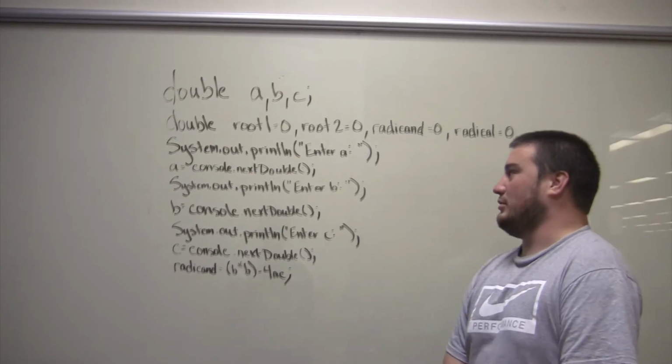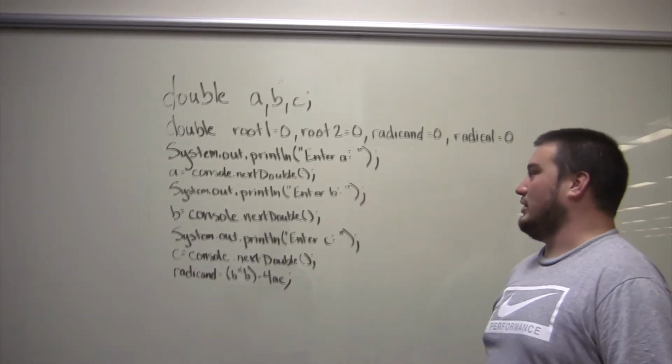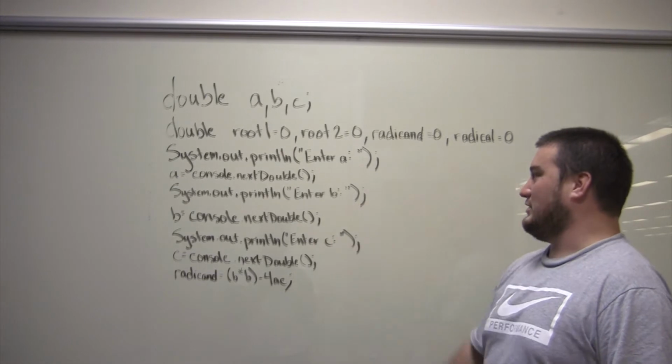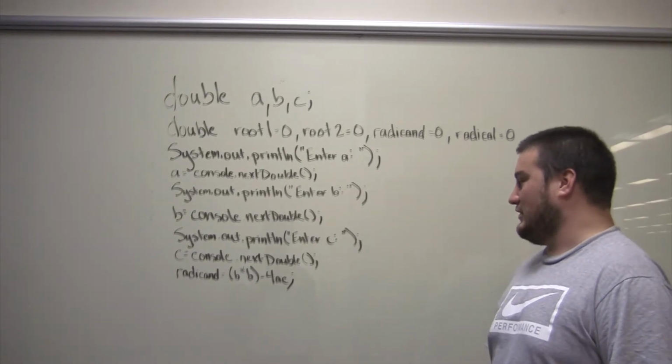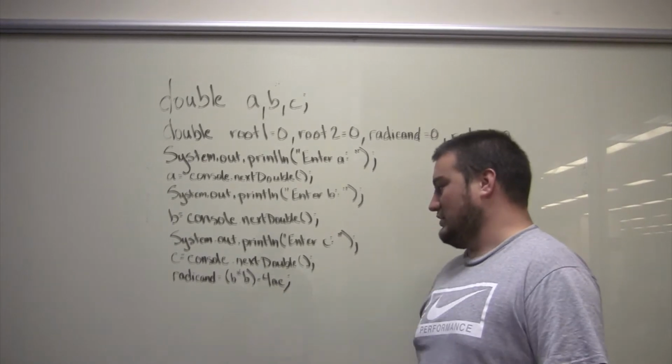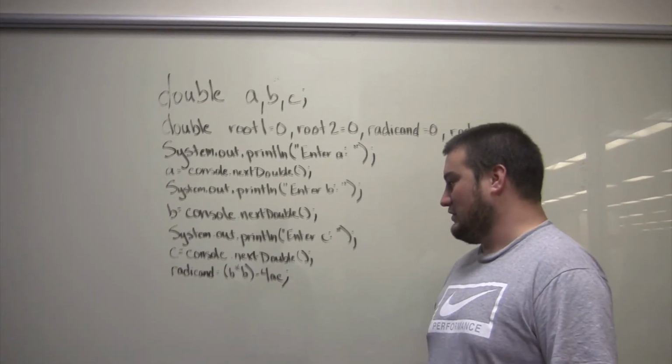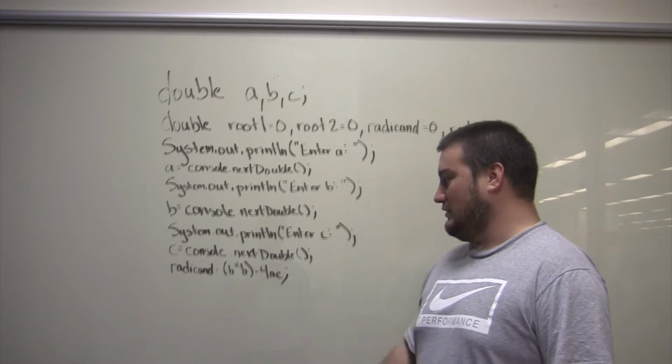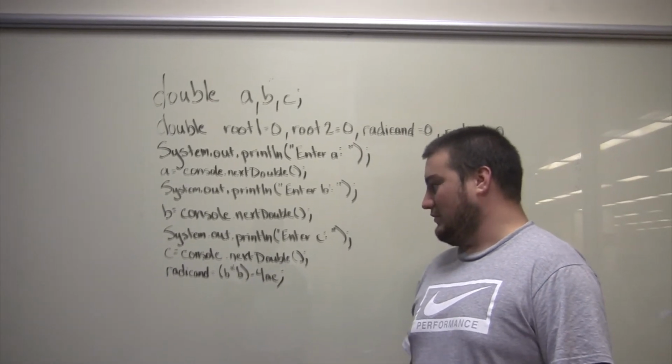And then the first thing that we did in our equation was we actually inputted our variables. So we asked them to enter a, b, and c. And we inputted our equation for under the radical symbol, which is b squared minus 4ac. So we did b times b minus 4ac.